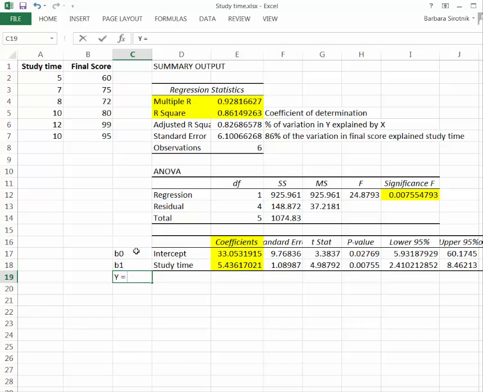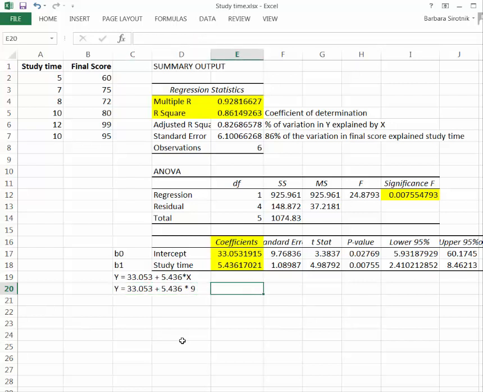And what that means is our equation is y equals 33.05, and I'm not going to type all the decimal places, I'll save myself some typing, plus 5.436. Yes, I should have put in another decimal place, I guess, if we're going to be consistent. So we've got that times x. That's my equation. So remember we said we wanted to predict for a person who spent 9 hours studying. What will that be? Well, that will be y equals 33.053 plus 5.436 times 9. That's how we find it.